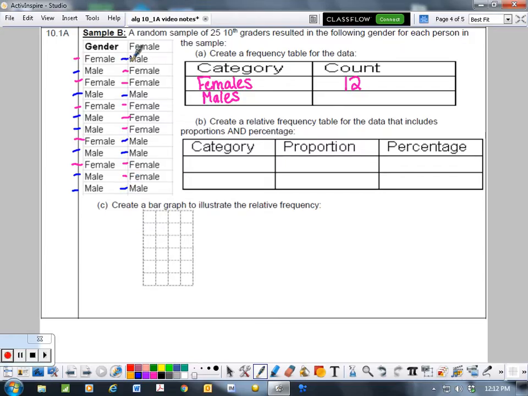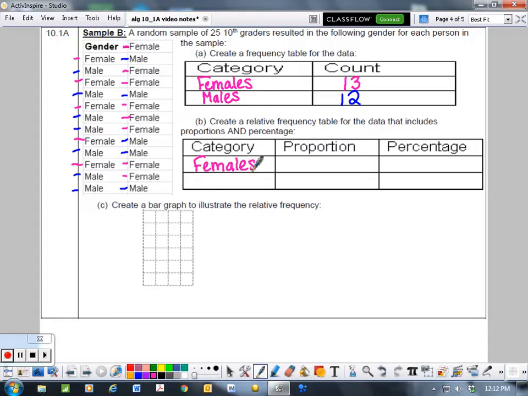Oh! And that's when I realized, well, hey, that doesn't add up to 25, so I did something wrong, which is why I count both, to see if I forgot something, and I did. What did I forget? I forgot that there was a female up here. So really I had 13 females. So that's just a way to keep track of everything.